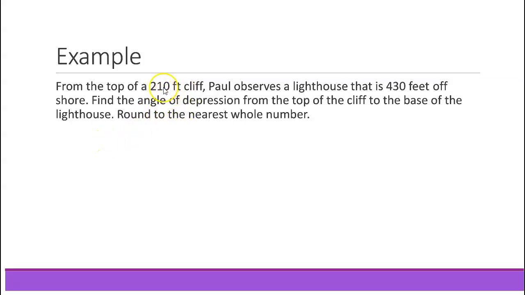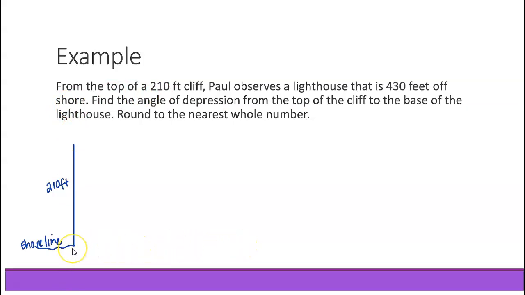So we're going to go ahead and draw our 210-foot cliff as just a vertical straight line and say that that measures 210 feet. So we're thinking about from the top of this cliff, Paul observes a lighthouse that is 430 feet offshore. Well, where's the shoreline? The shoreline would be at the bottom of the cliff, right? That's where the water is going to be. So down here, just for your reference, this is going to be the shoreline. So my lighthouse is 430 feet offshore.